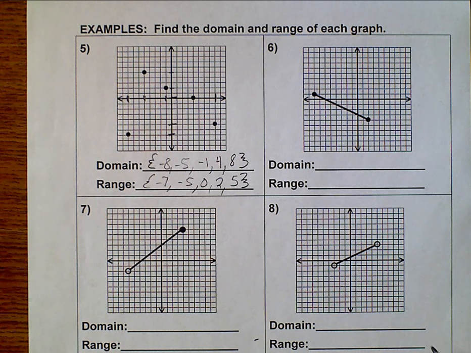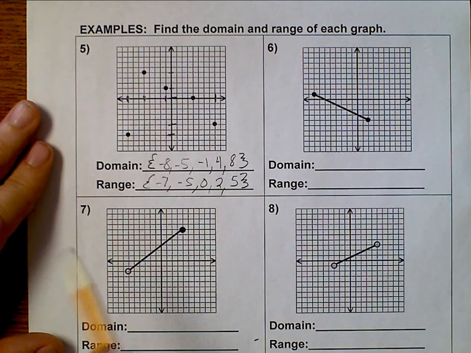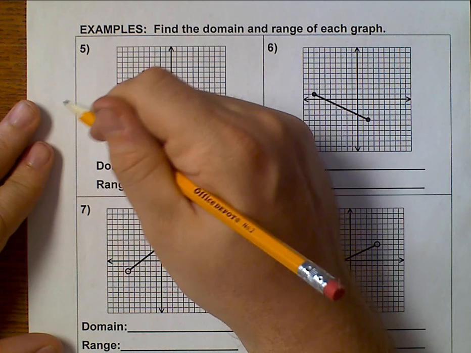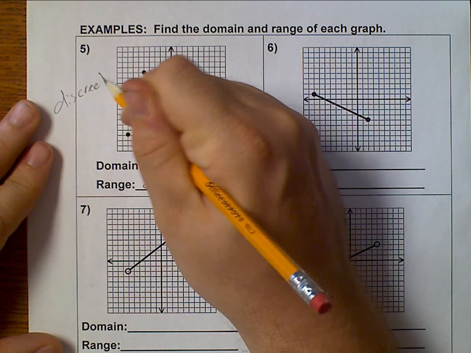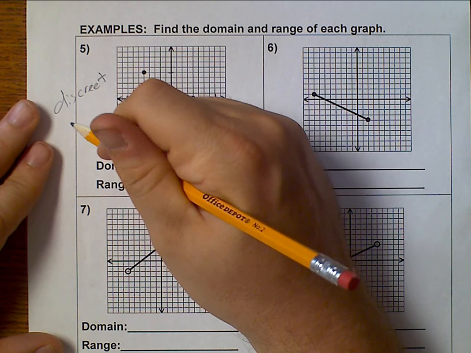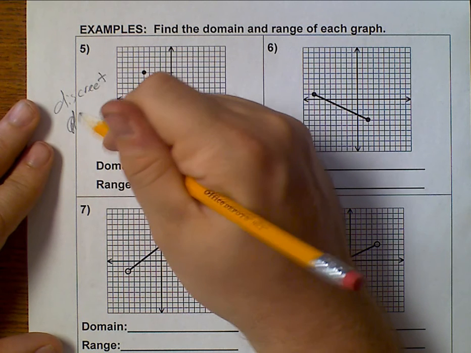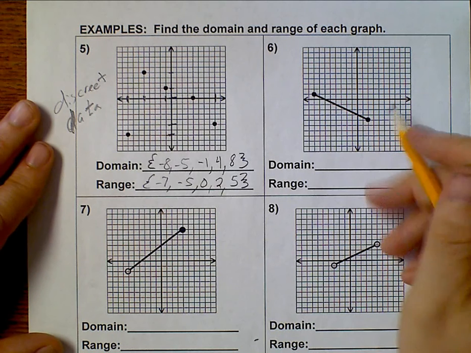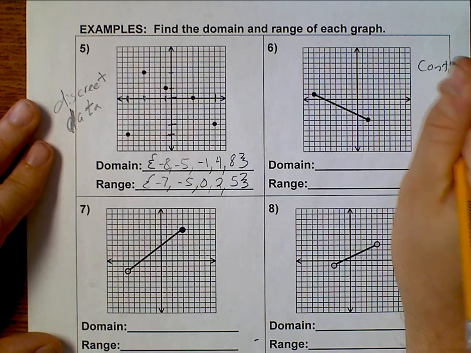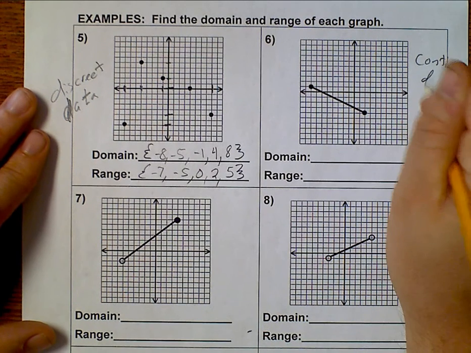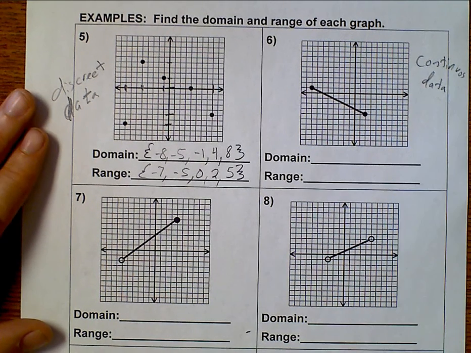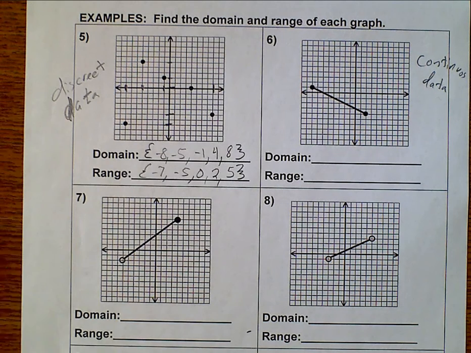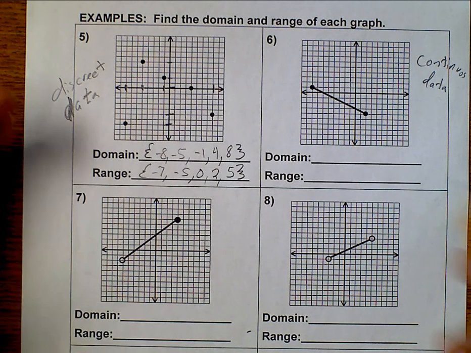However, number 6, we don't have individual points. What we have is a line. So example number 5 is a version of discrete points or discrete data. And number 6, we have continuous data. And to do this, we need to figure out where our x's come from and go to.